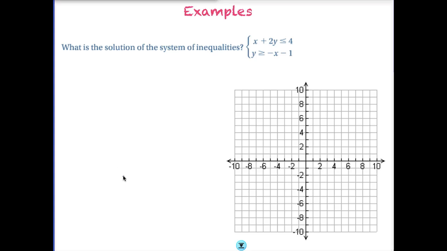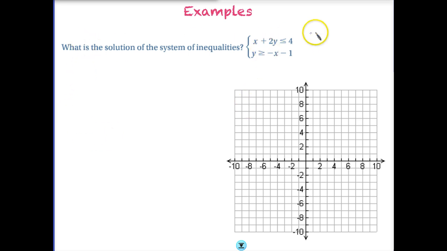Let's try some examples. In our first one, we have x plus 2y is less than or equal to 4, and we have y is greater than or equal to negative x minus 1. This bottom one is written in slope-intercept form, so we can leave that alone. But let's go ahead and rewrite this top one.